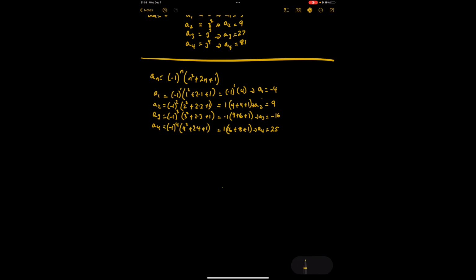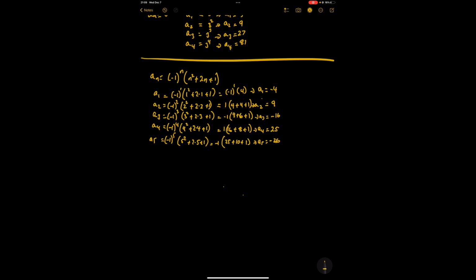Let me do a5 just in case, just to show what I'm talking about. So that's going to be negative 1 to the 5, which is negative 1, times 5 squared plus 2 times 5 plus 1. That's 25 plus 10 plus 1, so a5 is equal to negative 36. Yes, that's right. So that's going to be 36.